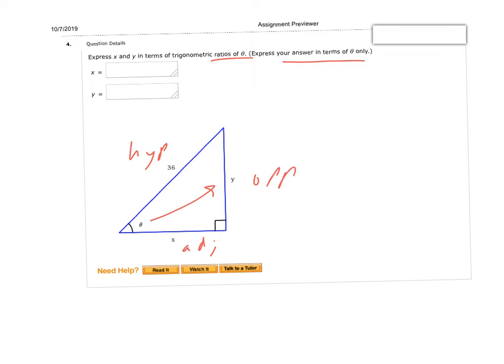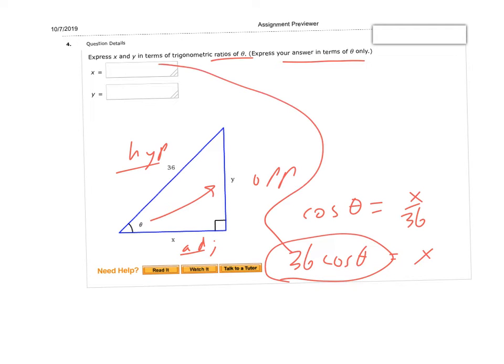And so if I want to figure out what x is, since I know about the hypotenuse and I want to know the adjacent, I would use a cosine. So I'm going to say cosine theta equals x over 36. And so therefore, that would mean that x equals 36 times cosine of theta. So that's what I would enter in that first spot. Like I said, you cannot get a numeric answer, so you're going to list your answer in terms of theta. So I'll let you guys do that for y.